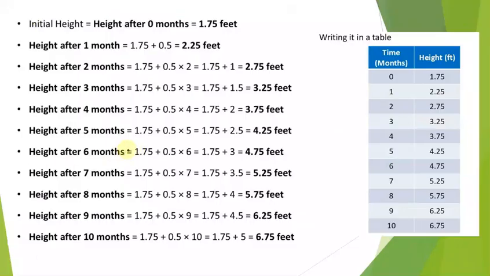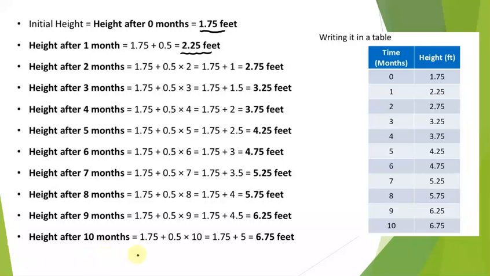Like this you can see the height after the first month will be 2.25. Initially it was 1.75. After the first month, that is 1.75 plus 1 into 0.5, that is 2.25. And like that I have done up to 10 months. So after 10 months, it will be 6.75 feet. You have to represent it in a table: in the first column you can represent time in months, and in the second column you can write the total height after that particular month.